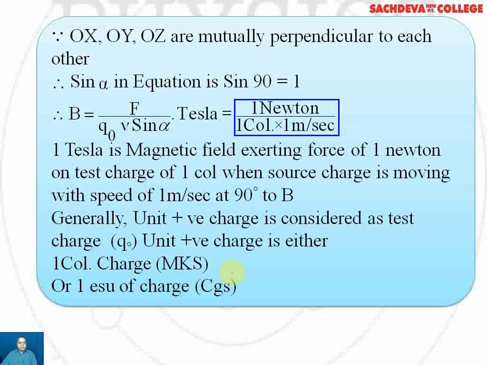1 Tesla means 1 Newton over 1 Coulomb multiplied by 1 meter per second. So how to define 1 Tesla? 1 Tesla is the magnetic field exerting a force of 1 Newton on a test charge of 1 Coulomb when the source charge is moving with a speed of 1 meter per second at 90 degrees to the field. Generally, a unit positive charge is taken as a test charge, and unit positive charge is 1 Coulomb charge in MKS, whereas in the CGS system, it is 1 ESU of charge.